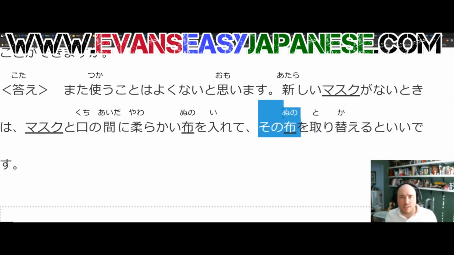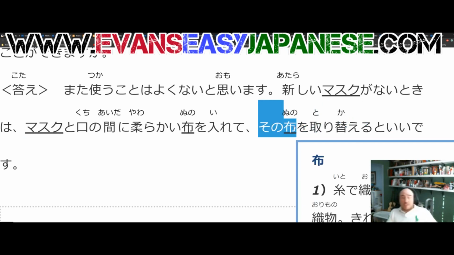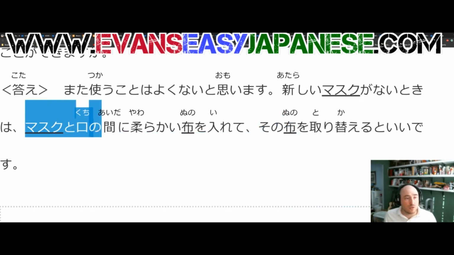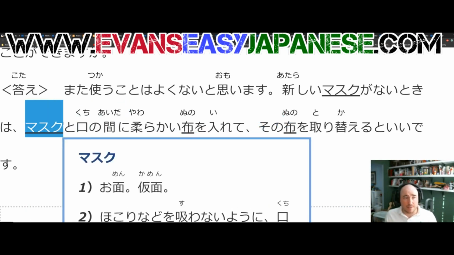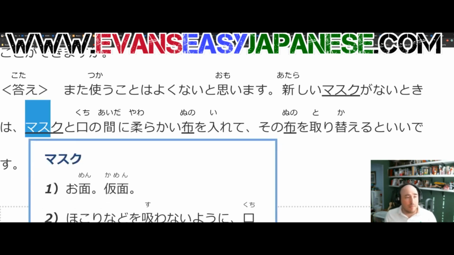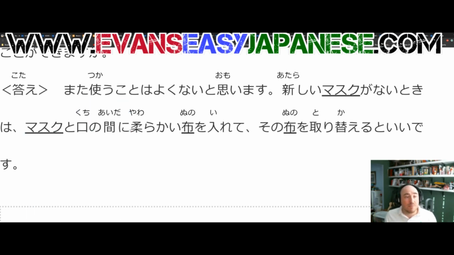Okay, so we're dealing with a that nuno, sono nuno, which brings up the question of which nuno we are talking about. So let's go with this one. Masuku to kuchi no aida ni. So mask is your mask. To, kuchi. So we have two nouns being linked together with the to particle, which basically just means and. So mask and mouth no aida ni, in between. So this is the ni particle, so location, aida, between. The between of what? Notice, because aida is a noun in Japanese, but in English it's a preposition, so we're dealing with some weird translation issues here.